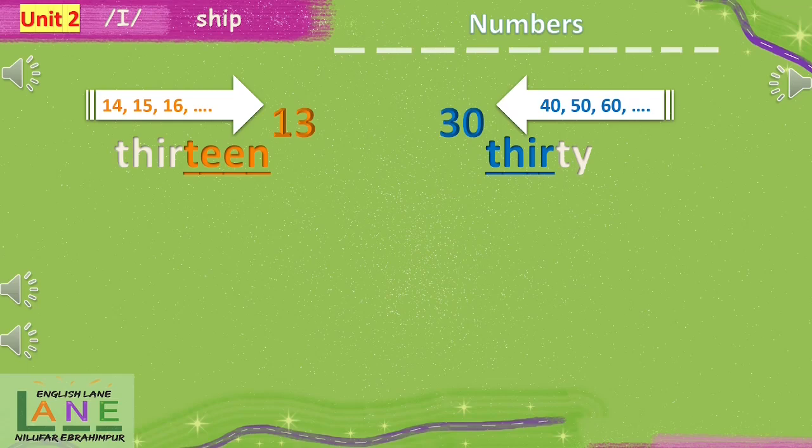Let's do the first as an example. Listen and circle the right number. Which one? 14. Now let's listen to both numbers and see the difference. 14. 40.